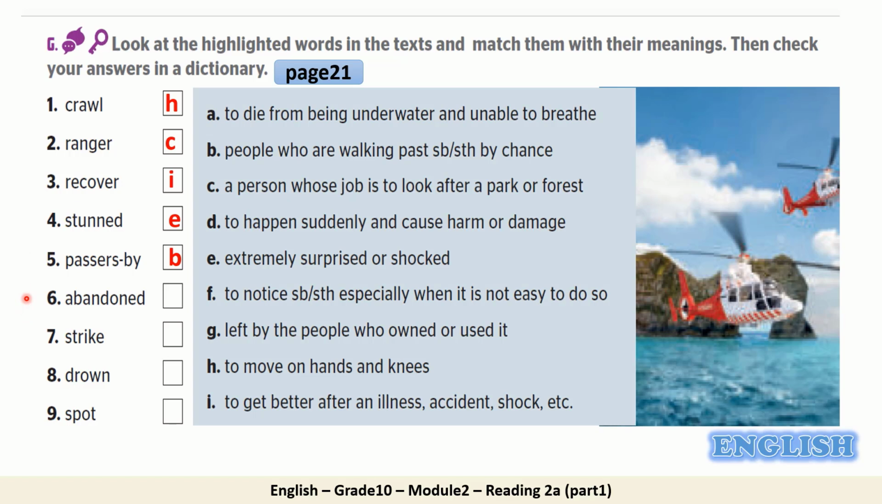Number 6, abandoned. The answer is G, left by the people who owned or used it. Number 7, strike. The answer is D, to happen suddenly and cause harm or damage. Number 8, drown. The answer is A, to die from being underwater and unable to breathe. And the last one, 9, spot. The answer is F, to notice somebody or something, especially when it is not easy to do so.